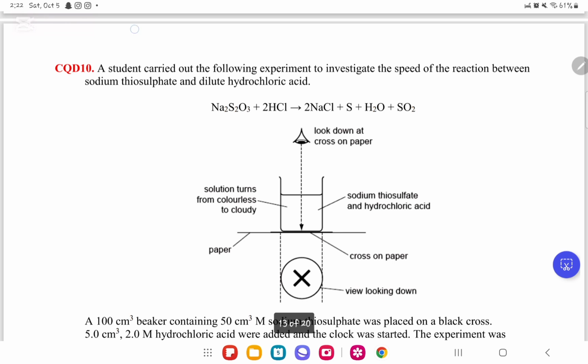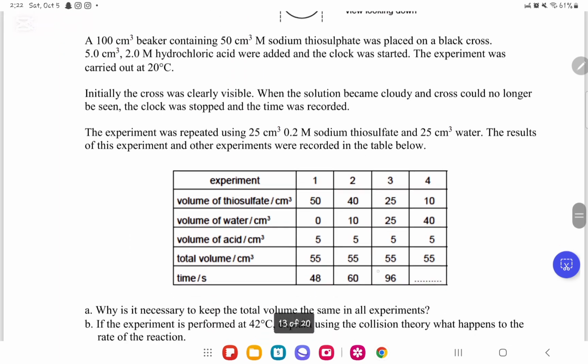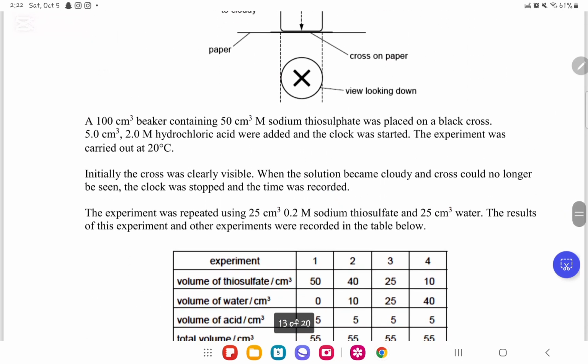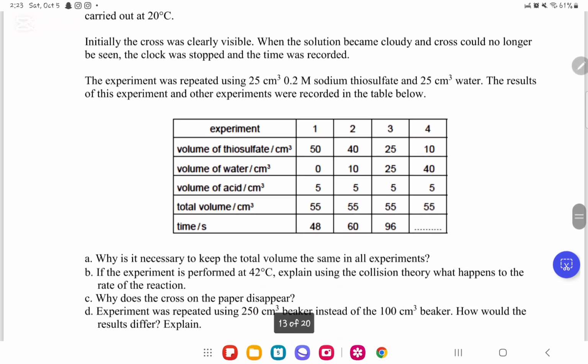Now, CQD 10. A student carried out the following experiment to investigate the speed of the reaction between sodium thiosulfate and dilute hydrochloric acid. A 100 centimeter cubed beaker containing 50 centimeter cubed of the solution was placed on the black cross. Then the acid was added and the clock was started. Initially, the cross was clearly visible. When the solution became cloudy and the cross could no longer be seen, the clock was stopped and the time was recorded.